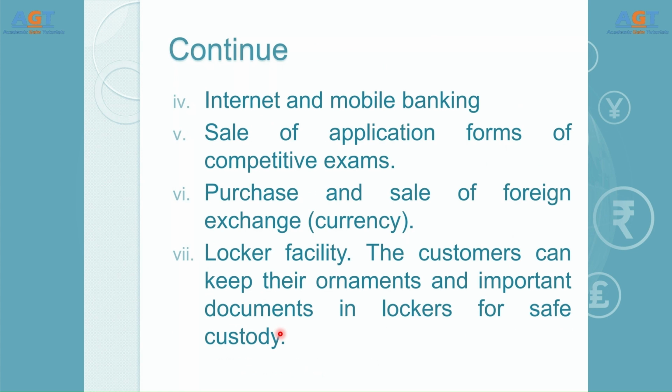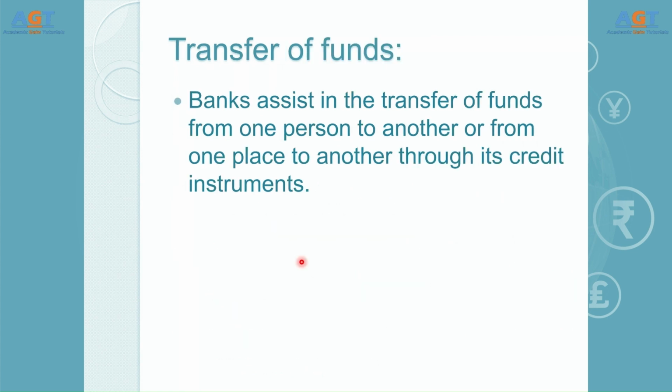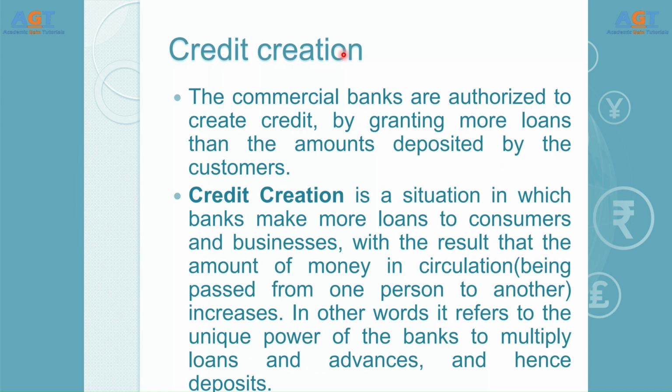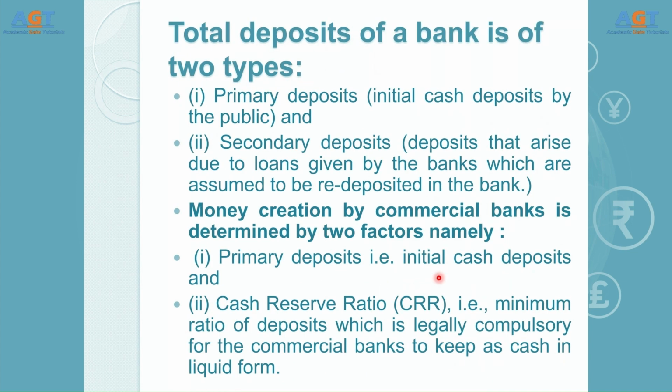Now we move to another key service. Transfer of funds. Banks assist in transferring funds from one person to another or from one place to another using their credit instruments. Next comes a very important banking role in the economy. Credit creation. Commercial banks are authorized to create credit by granting more loans than the amount deposited by customers. Credit creation increases the money in circulation because loans are often credited into accounts and then transferred and redeposited, multiplying deposits over time.